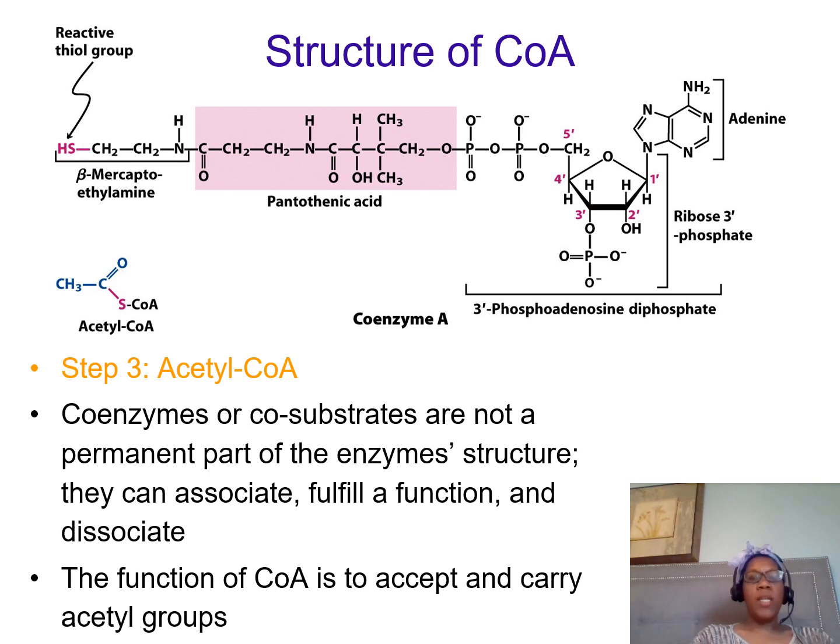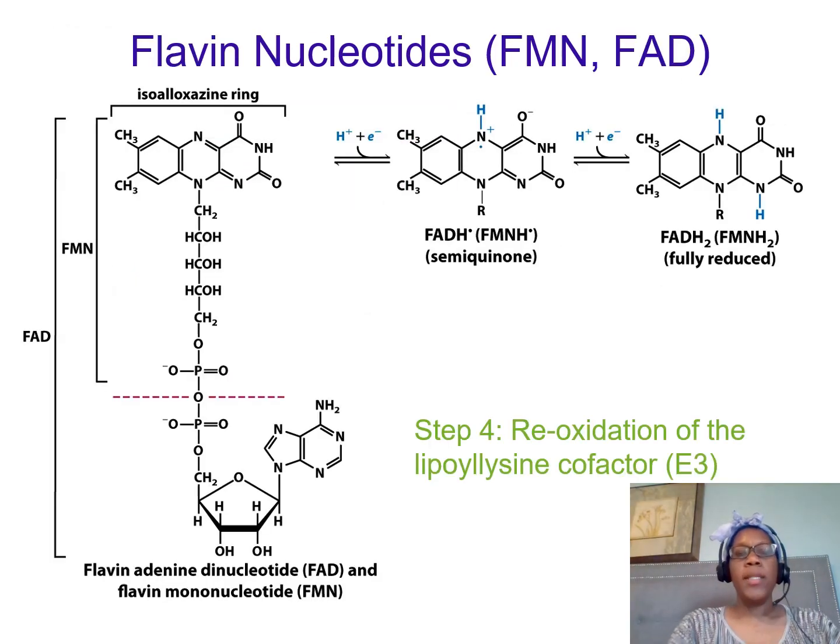So our coenzymes or our co-substrates are not a permanent part of the enzyme structure. They can associate, fulfill a function, and dissociate. So we see that this one is going to dissociate. It can be regenerated and come back into the enzyme and do other things. But the function of coenzyme A is to accept and carry acetyl groups, and that's what it's done. It's accepted the acetyl group and it's carrying it along into the citric acid cycle.